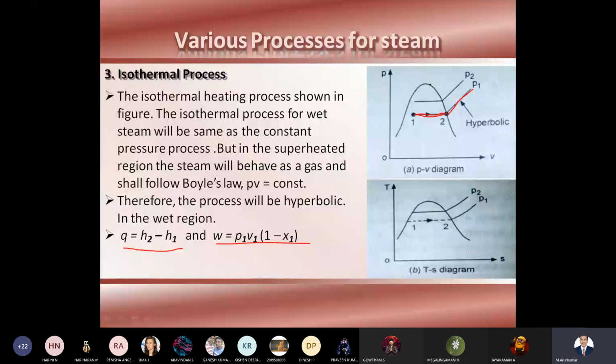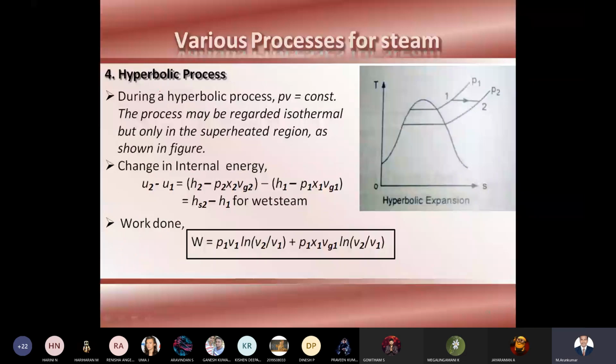So this is your TS diagram. In this TS diagram there will be a curve, right? Then this curve after the superheated region is called the hyperbolic process. That can be defined: during a hyperbolic process, your PV is equal to constant, that is, it obeys the gas law. The process may be regarded as isothermal, but only in the superheated region. So in this region alone we can get this hyperbolic process.